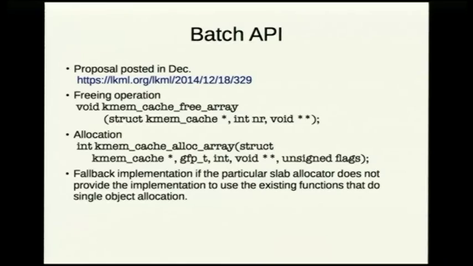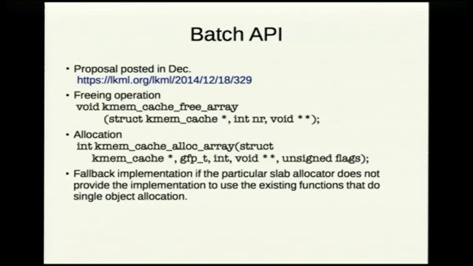This is a batch API that I've proposed to extend the SLUB allocators. So instead of a kmem_cache_free, you have a kmem_cache_free_array. That's actually the simplest operation. You just pass it the name of the cache, and the number of elements you want to free in an array. And then it goes about and frees all these things. Pretty simple.